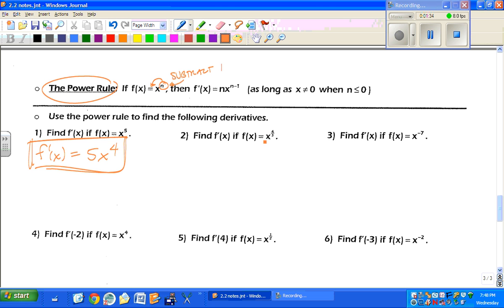All right, number 2, another example here, derivative of f of x. We're going to bring the exponent out in front, even though it's a fraction, goes out in front, times x to the 4/3 minus 1. So we have to subtract 1 from that. So remember, 1 is the same as 3/3. So we end up with an exponent of 1/3.